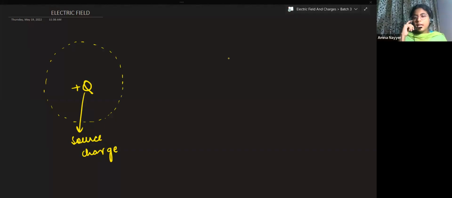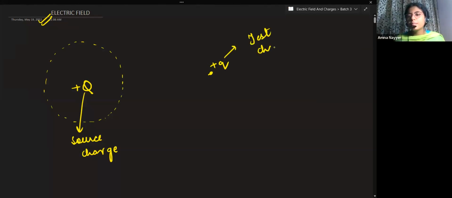Now, if we bring another charge, let's say plus Q, nearer to the proximity of the source charge, we'll feel certain phenomena like repulsion or attraction. So this confined space where electrical phenomena of this test charge can be experienced, that field or that space is known as the electric field. This charge is known as the test charge, whereas this stationary charge is known as the source charge.